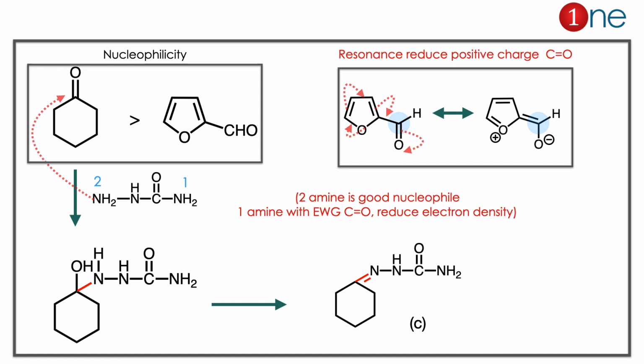Then the second thing, the reactant has 2 amines. Which amine reacts? NH2 or the other amine? One amine won't react because it is attached to a carbonyl group, which is electron withdrawing. It reduces the electron density there. So the other NH2 has a free electron pair which is denser. So the attack happens there. So you have water elimination. You get the desired product, which is C.